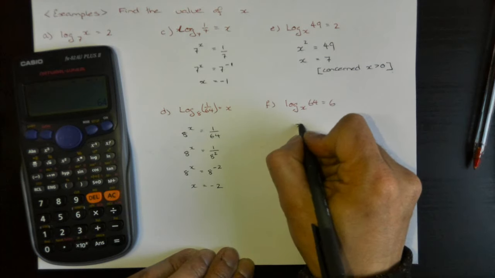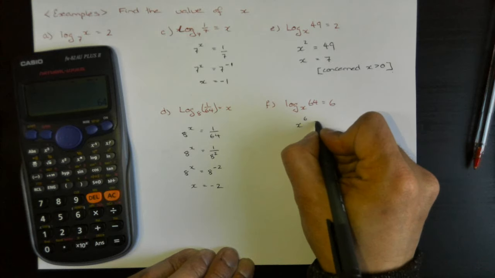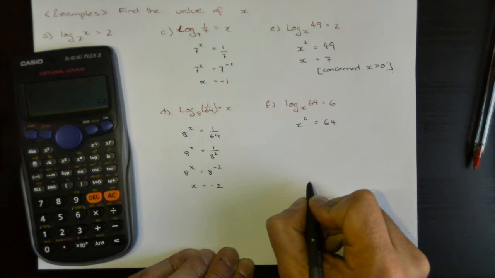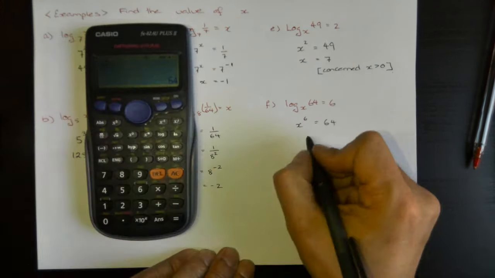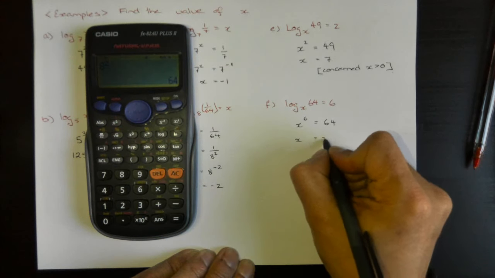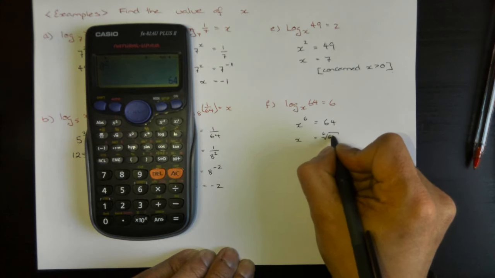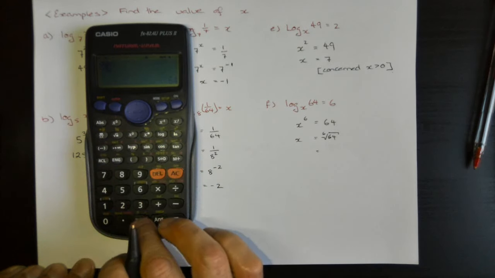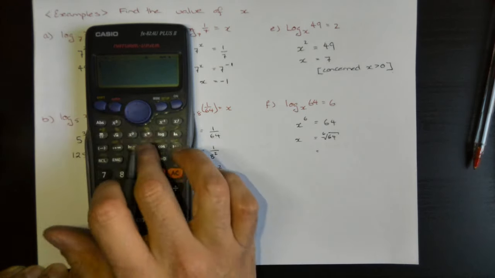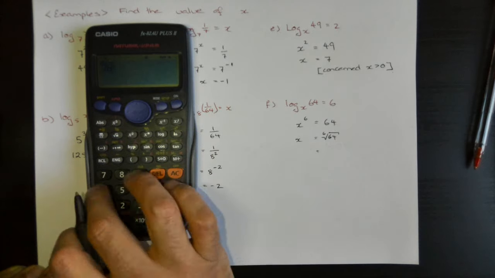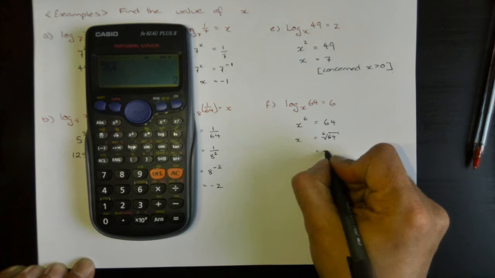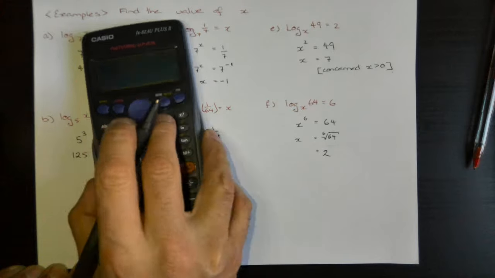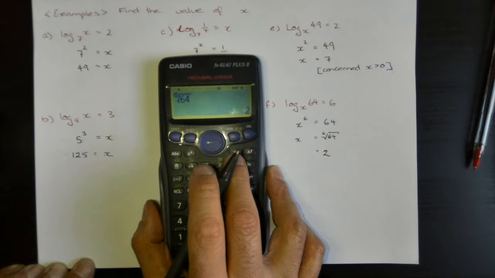Okay, so here we've got x to the power of 6 equals 64. To find x, we'll take the 6th root of 64, and that will be 2. x is equal to 2. Okay, there you go.